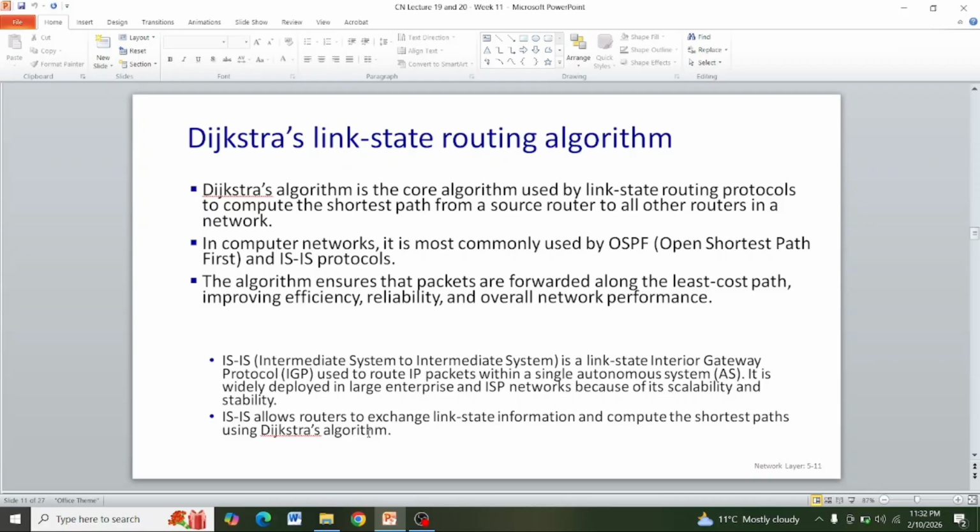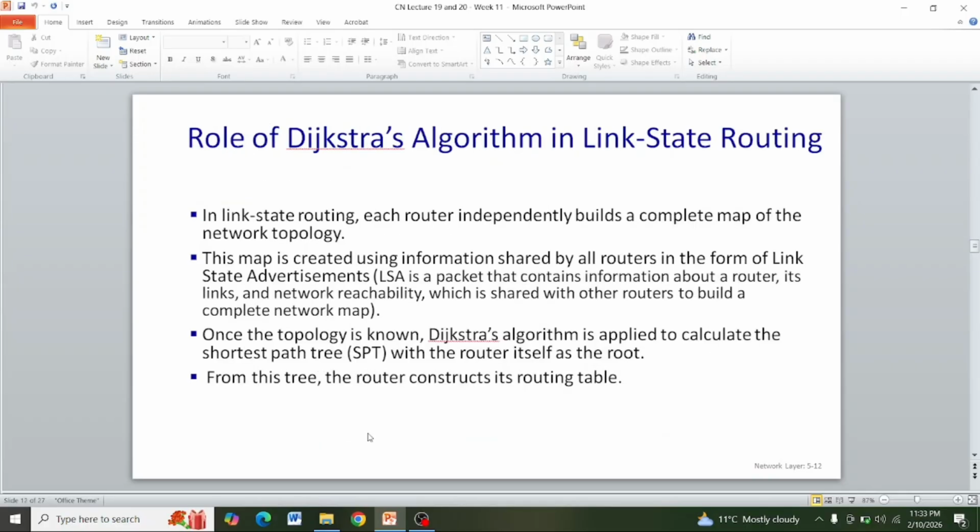As we discussed earlier, the objective of the routing protocols is to find a good path. And we also discussed in our previous slides what is good. Good means which is of least cost, which is of least congestion, which is fastest, that was defined as good. So the objective of Dijkstra's algorithm is to ensure that packets are forwarded along the least cost path, improving efficiency, reliability, and overall network performance.